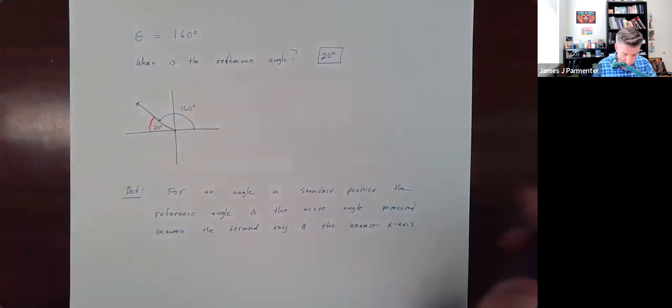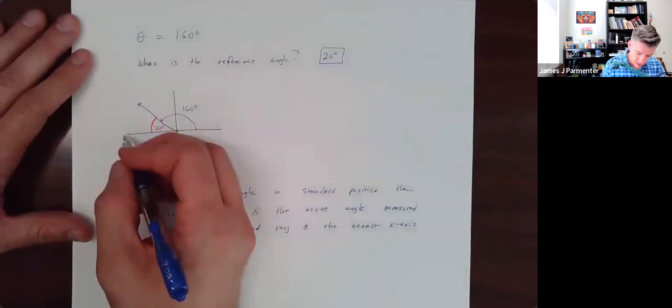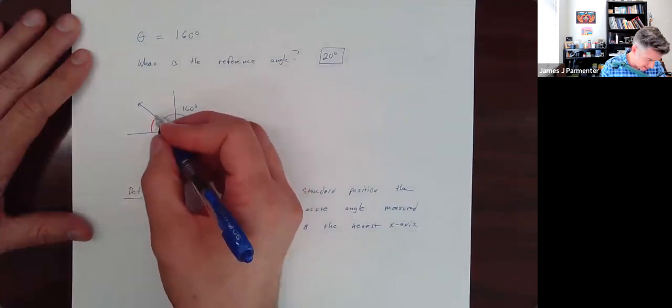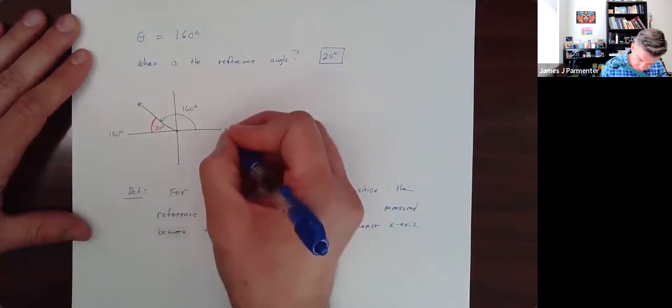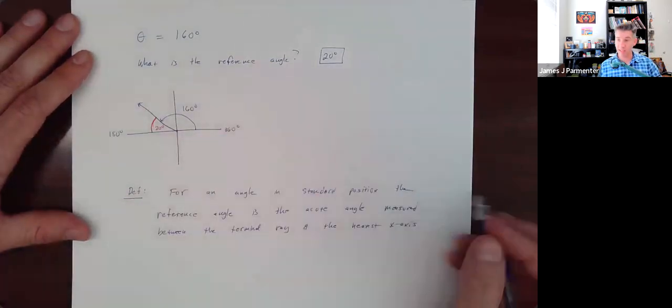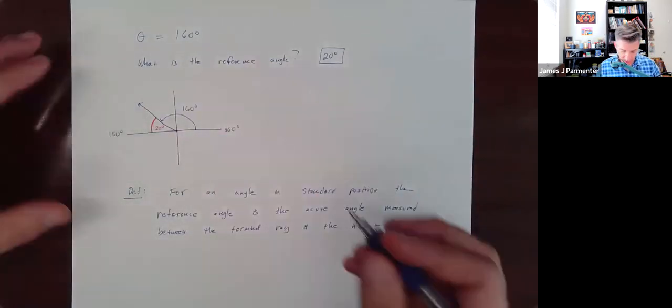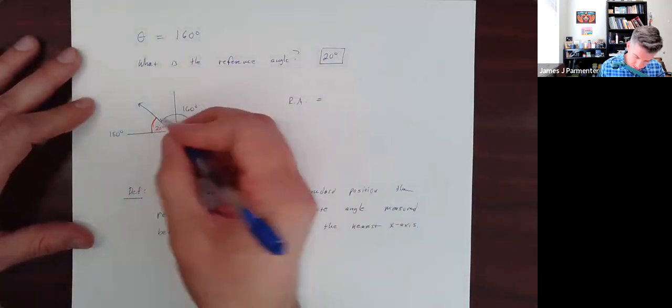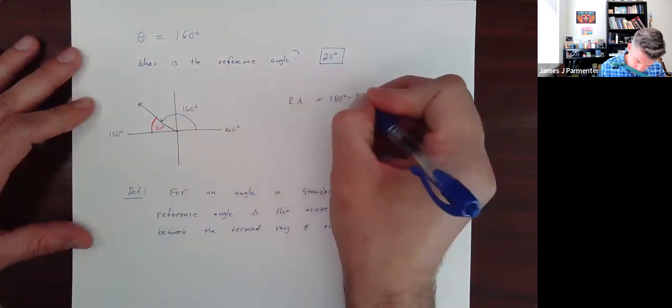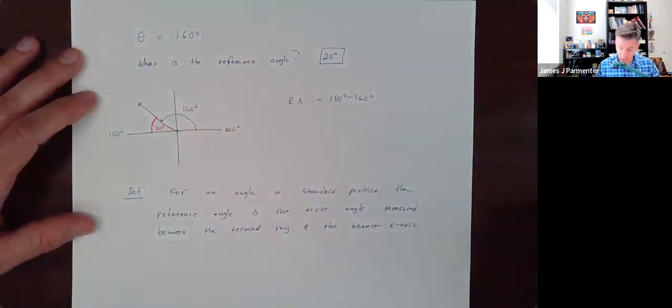Cool. So if I was actually doing this one, I would note that over here, the angle to the x-axis is 180 degrees. And all the way around, this is 360 degrees. So if I actually wanted to calculate this, like using math, I would say, oh, my reference angle is equal to the difference between 180 and 160, which is equal to 20 degrees.